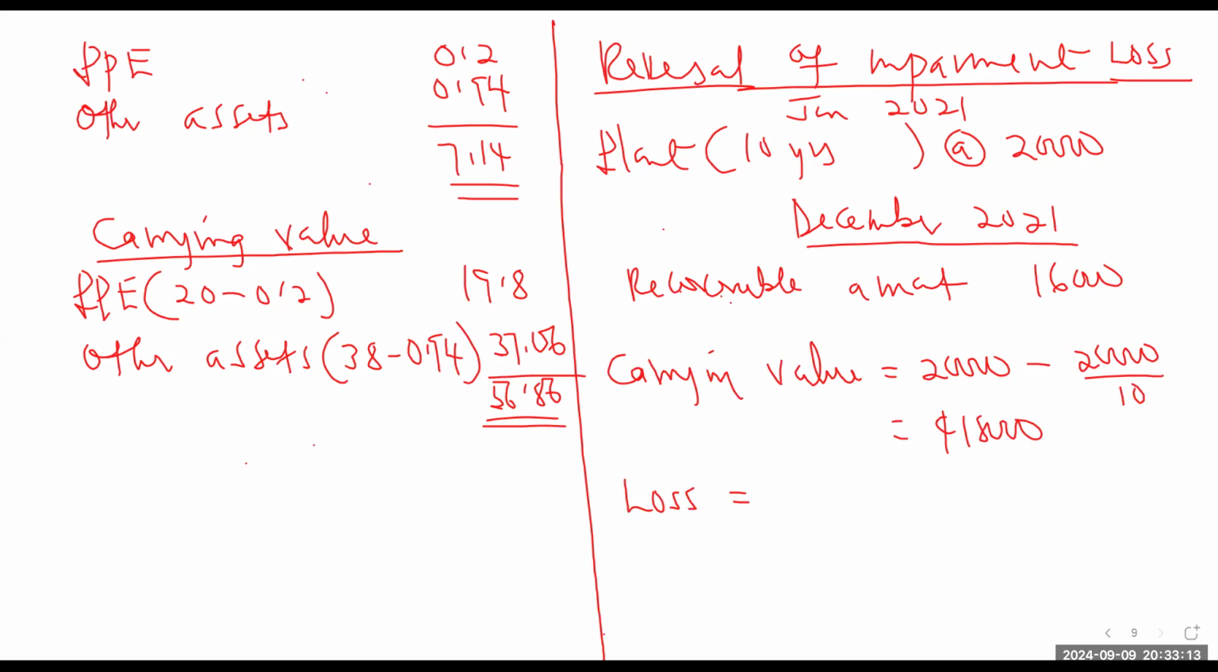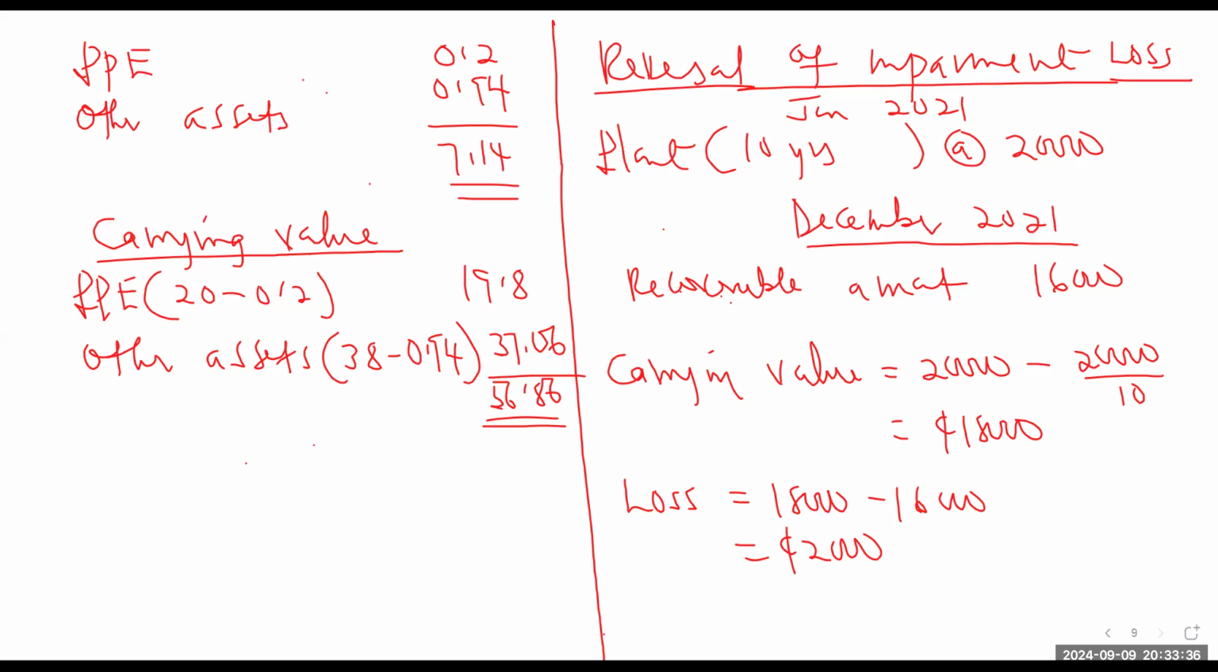18,000 minus 16,000 will give us 2,000. All right. Now, the value of the asset will now be 16,000 from the beginning of 2022, and that will be having a useful life of 9 years. Is that correct? Yes, please.